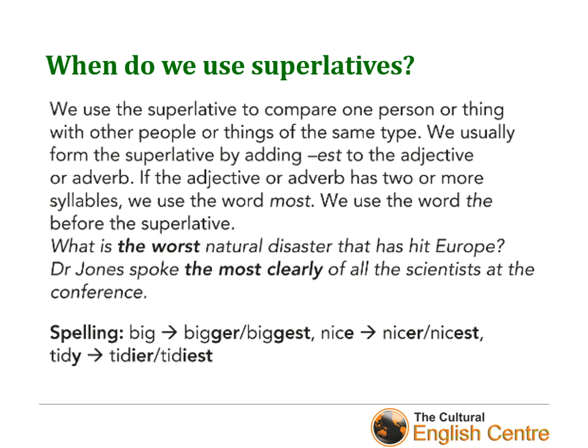We use the superlative to compare one person or thing with other people or things of the same type. We usually form the superlative by adding -est to the adjective or adverb. If the adjective or adverb has two or more syllables, we use the word most. We use the word the before the superlative. For example, what is the worst natural disaster that has hit Europe? Or, Dr. Jones spoke the most clearly of all the scientists at the conference.